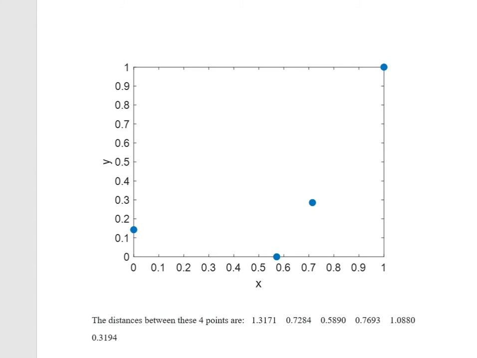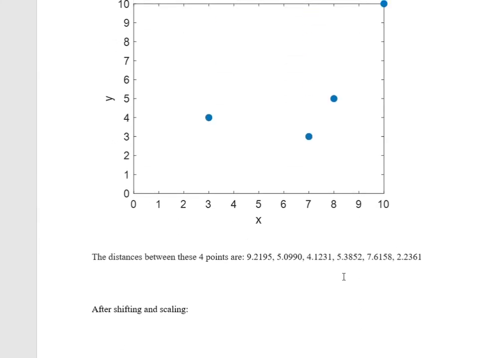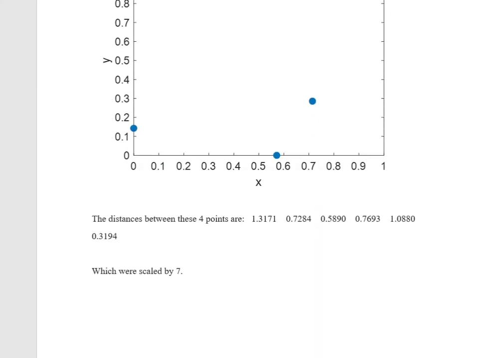So now let's see the distances between the points. The distances between the points are 9.2, 5.1, 4.1, 5.4, 7.6, and 2.2. The new distances are 1.3, 0.7, 0.6, 0.8, 1.1, and 0.3. If you divide the previous distances by the new distances, you see that all the new distances are scaled down by the same factor, which is 7.